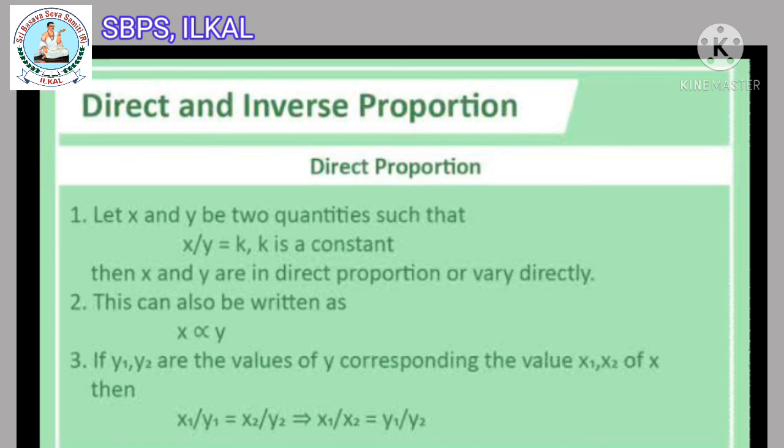For direct proportion, let x and y be two quantities such that x by y is equal to k, where k is a constant. Then x and y are in direct proportion or vary directly. Second point, this can also be written as x ∝ y, that is x is proportional to y. Third point, if y1, y2 are the values of y corresponding to the values x1, x2 of x, then x1 by y1 is equal to x2 by y2, which implies x1 by x2 is equal to y1 by y2.